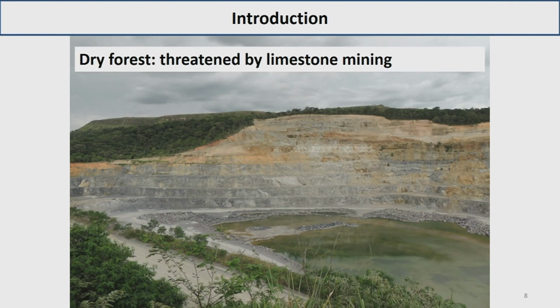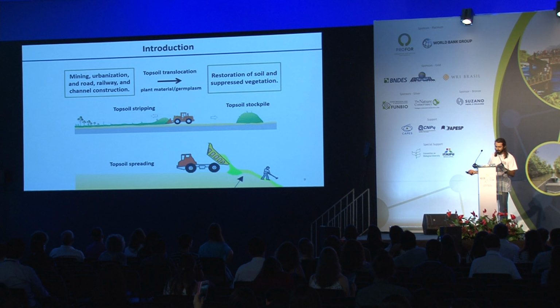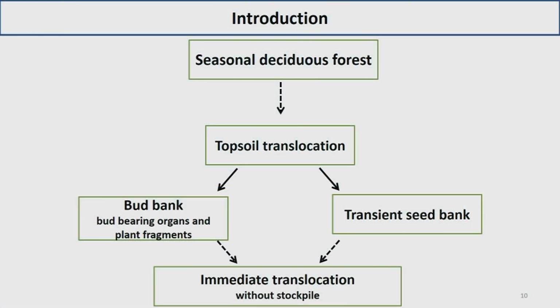Dry forests are usually suppressed for limestone mining. In such cases, the vegetation and topsoil are removed and discarded in waste piles, preventing the potential use for regenerative purposes. However, this material can be translocated to restoration sites. The topsoil needs to be removed and translocated right away because of the bud-banking roots and stems decay, and the seasonal seed bank.